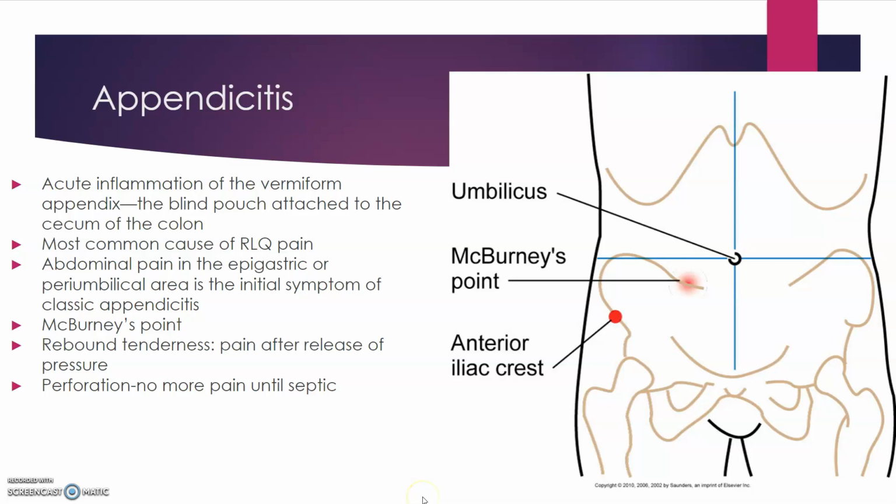So appendicitis, this is common. I'm guessing most of you have heard of this before, but this is inflammation of the vermiform appendix, which is that little hangy downy thing on your intestine. It's the blind pouch attached to the cecum at the end of the colon. So most common cause of right lower quadrant pain, specifically at McBurney's point, which is a third of the way between the umbilicus and the anterior iliac crest.